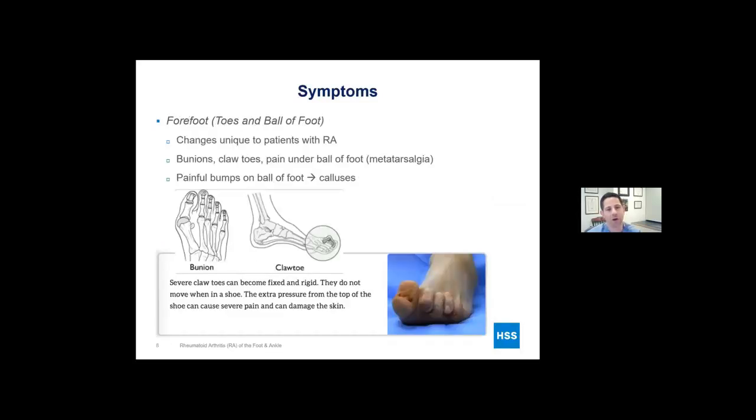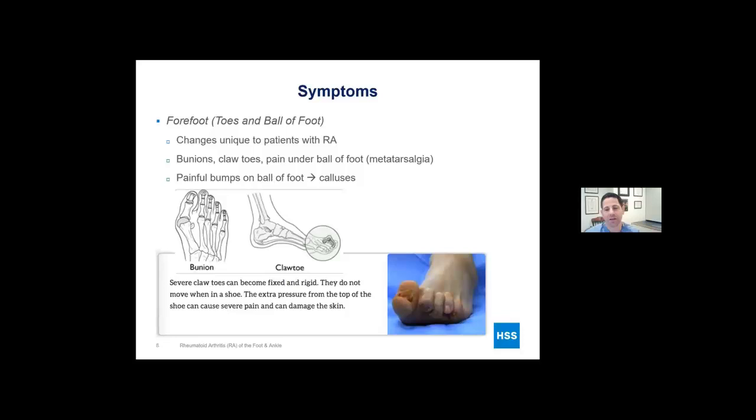Forefoot. This is the toes and the ball of your feet. The changes that occur to the front of the foot are unique to patients with RA. These problems include bunions, claw toes, and pain under the ball of the foot, which is also known as metatarsalgia. Although each individual deformity is common, it is a combination of deformities that compounds the problem.